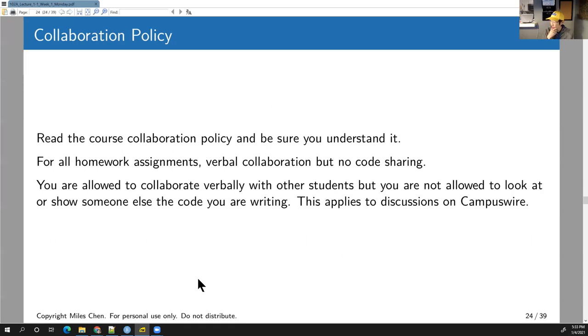All right, so the collaboration policy is posted online, so read through it. Basically, as far as CampusWire goes, you can answer each other's questions. If you have questions on how to do stuff, answer it. You just can't put code into your answer, okay? So if someone says, how do you do this? You can say, have you tried using this function? Have you thought about setting up a loop this way? There are a lot of ways you can answer and help each other out with ideas without specifically saying here's the code that you need to write, okay?